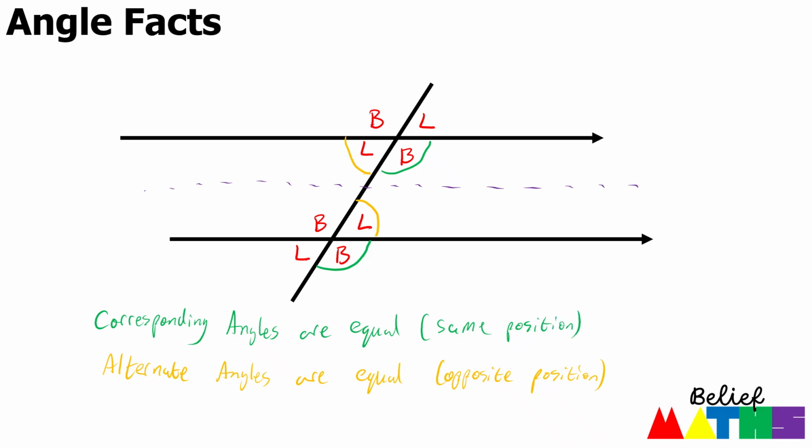The final one then are co-interior angles. And these tend to be the ones that people don't mix up. And they sum or add to 180. Now interior means inside, so it means that this inside angle here and this inside angle here. So the other thing to remember is that all the b's are the same, all the l's are the same, and b plus l is always equal to 180 because it's on a straight line. Okay, and that should allow you to work out any of the angles even if you can't remember the rules.